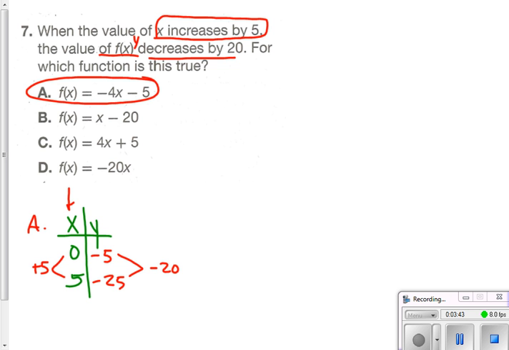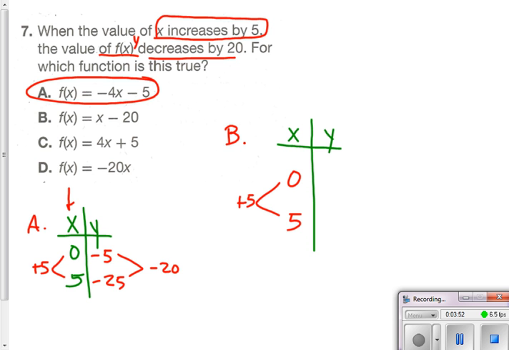I'm just going to show you one more example here just to prove to you that it's right. Normally you'd want to test them all just to be sure. So if I tested it out on B, again my increase of 5 for x, and I put in those values for B, this is what I'd wind up with for y. My y values being negative 20, and then it goes from negative 20 to negative 15. This is actually an increase of 5. And remember what we wanted. We want that decrease of 20. That's why B wouldn't work.